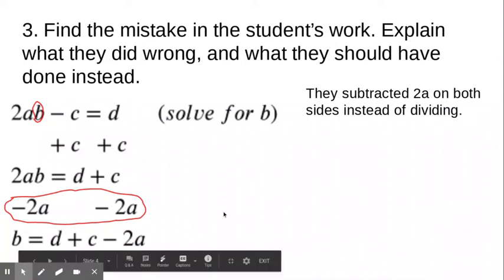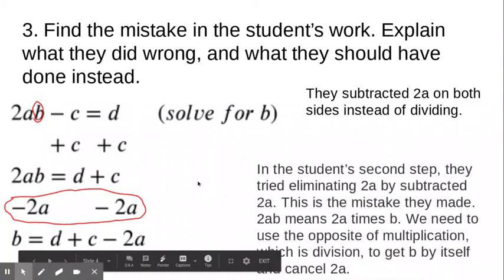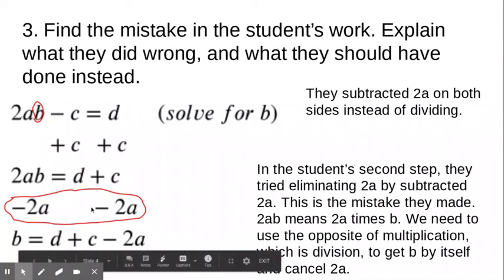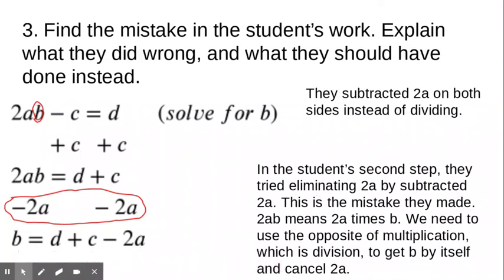Another example is here, which says in the student's second step, so this is step 1, step 2, they tried eliminating 2A by... the student made a mistake here. It should say by subtracting 2A. This is the mistake they made. 2AB means 2A times B. We need to use the opposite of multiplication, which is division, to get B by itself and cancel 2A.